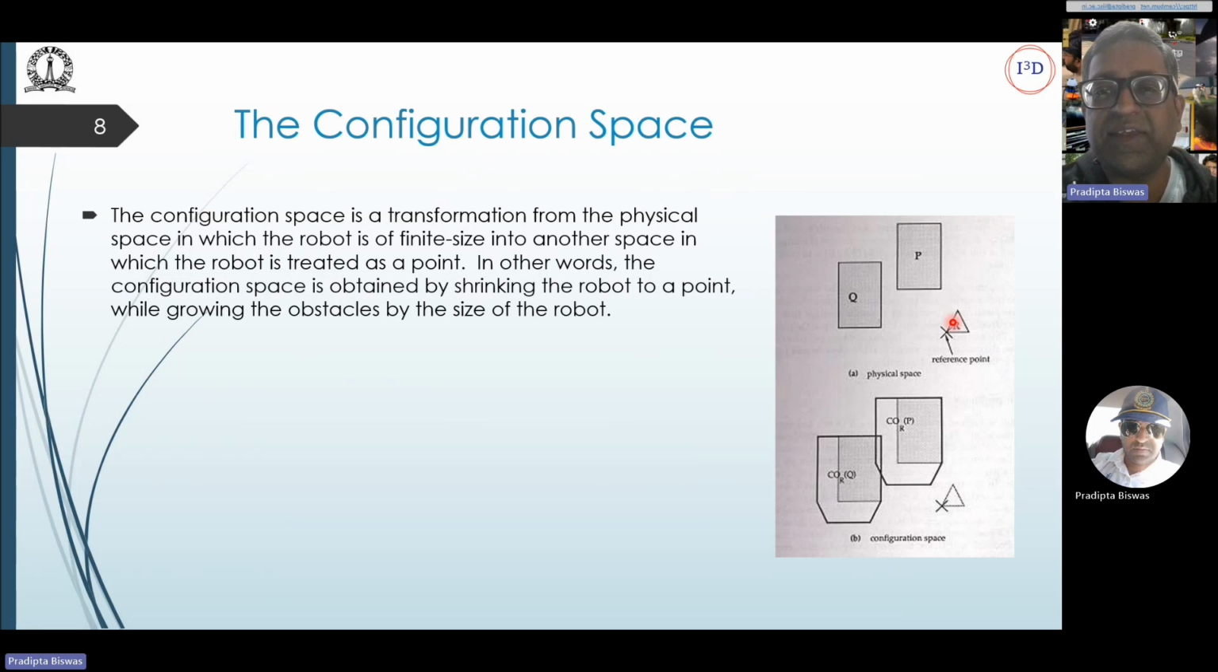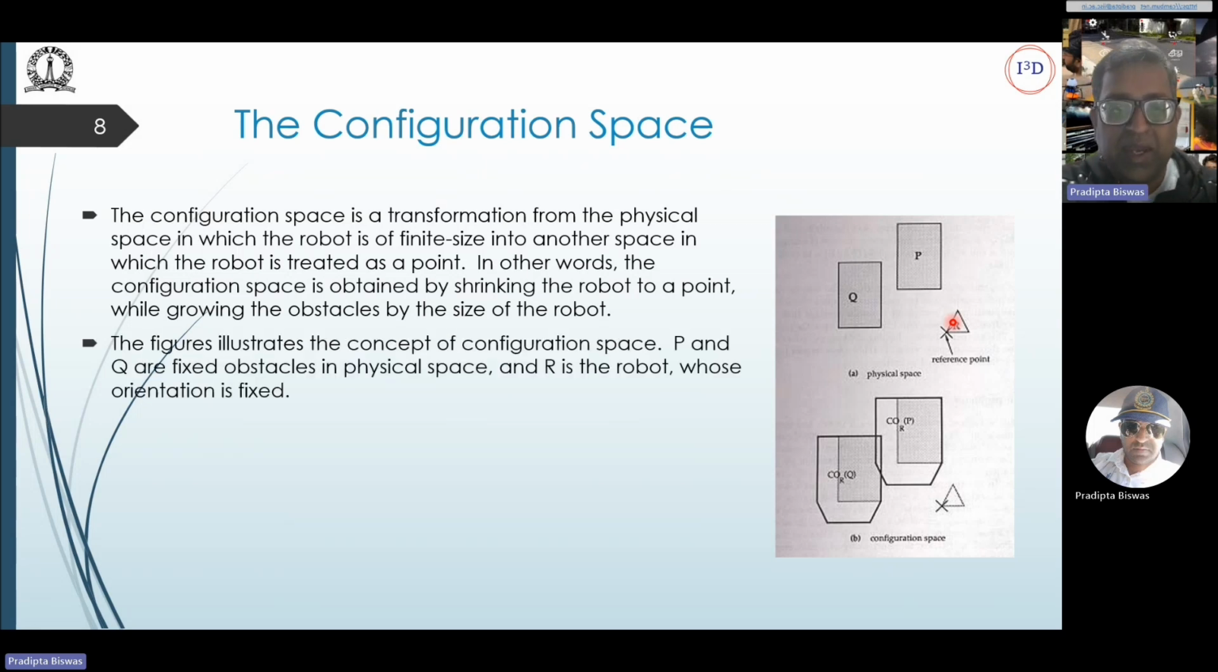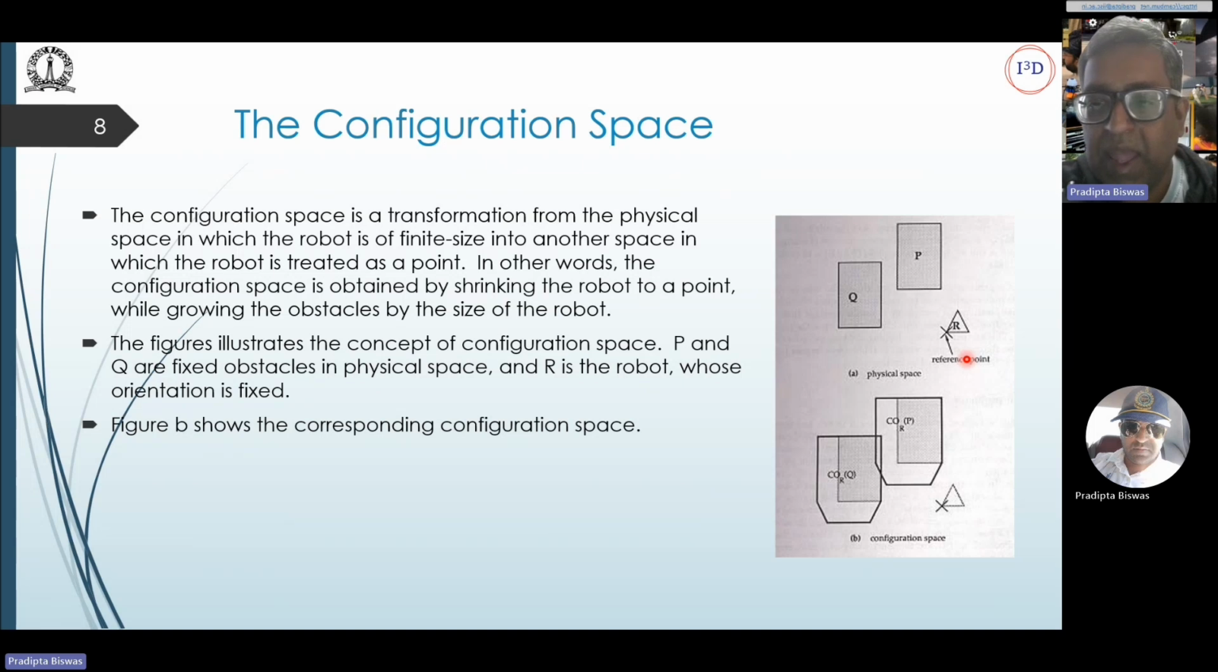The configuration space is a transformation from the physical space in which the robot is of finite size into another space where we have 1 dimension for each degree of freedom of the robot. So if it is a rigid body robot, we will have 6 DOF, and the configuration space will also consist of 6 dimensions. In the figure you can see that P and Q are fixed obstacles, and R is a triangular robot. We took a basic algebraic shape, and figure B shows what the configuration space looks like.